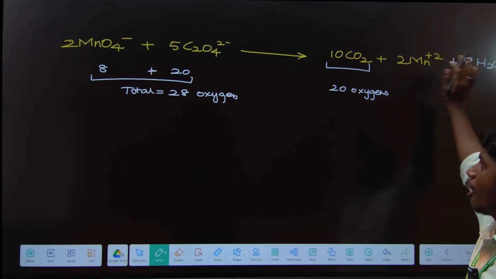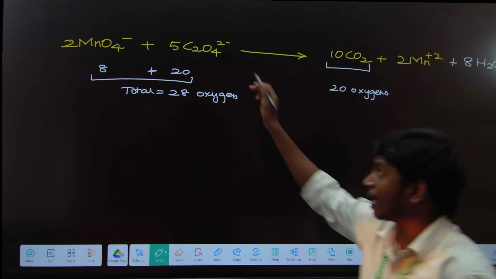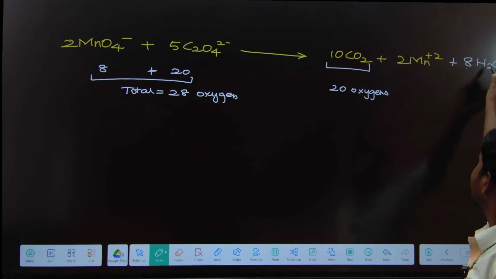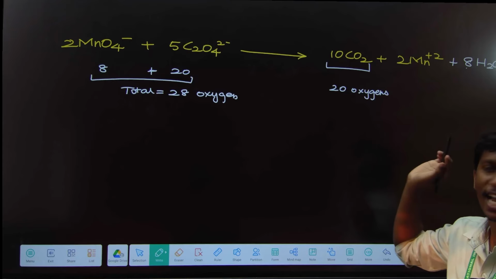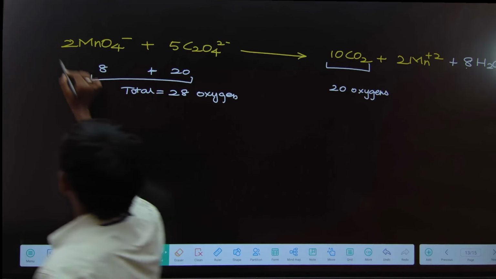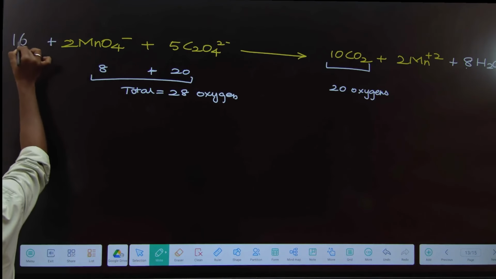Okay வா? இப்போ oxygen balance பண்ணியாச்சு. இப்போ extra எத்தனை hydrogens இருக்கு பாருங்க. இங்க hydrogen இல்ல. பட் இந்த சைடுல 8 into 2 there are 16 hydrogens. So we have to add 16 H plus ions in our left hand side. Likewise we balance. So நமக்கு என்ன question கேட்டிருக்காங்க?